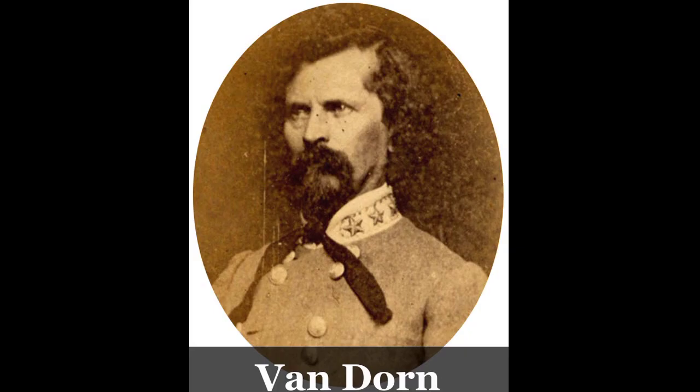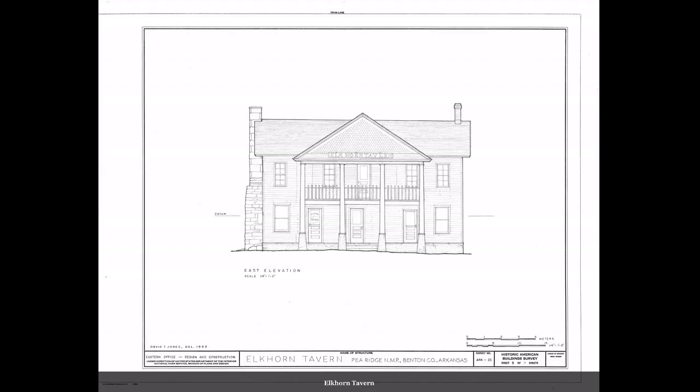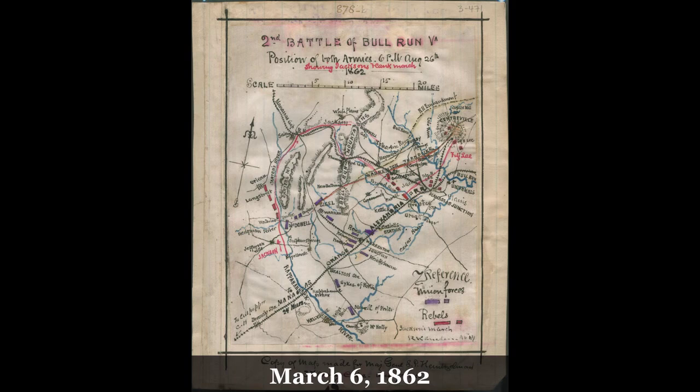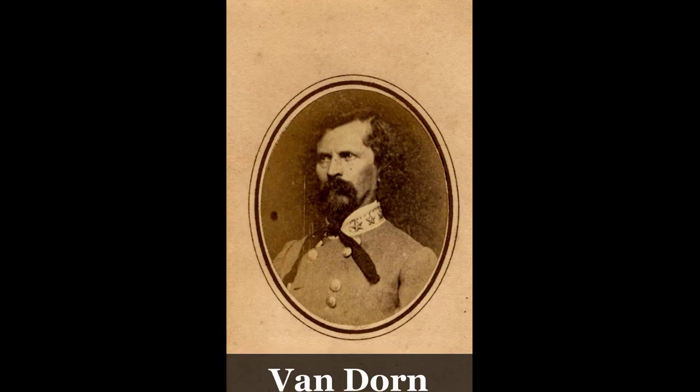Van Dorn, determined to drive the Union forces out of Arkansas, had begun to concentrate his troops, including those under General Price, in preparation for a decisive strike. The Confederate commander planned to attack the Union army from the north and south simultaneously, aiming to encircle and destroy Curtis's force. On the morning of March 6, 1862, Van Dorn launched his attack.